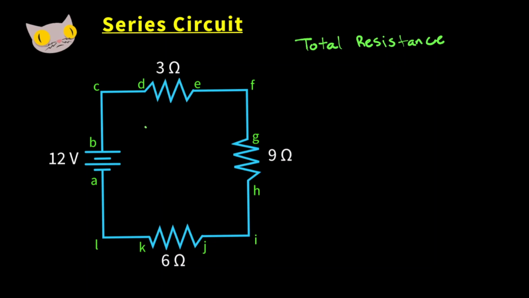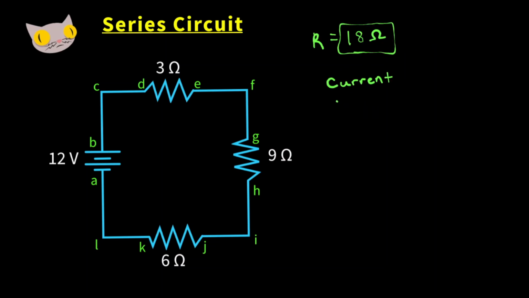Now because this is a series circuit, we have 3 resistors in series here. So in order to find resistance, all we have to do is add up the 3 resistors. So we have 3 ohms plus 9 plus 6, which gives us 18 ohms.